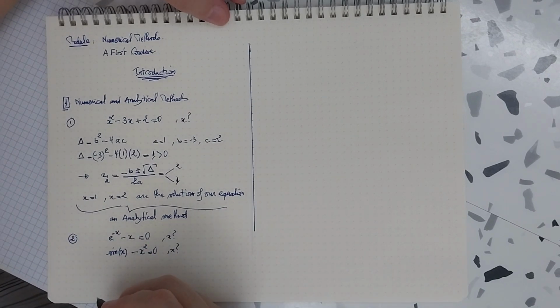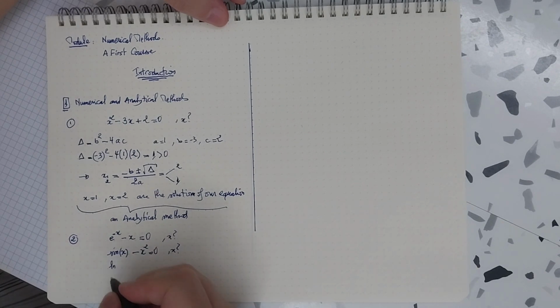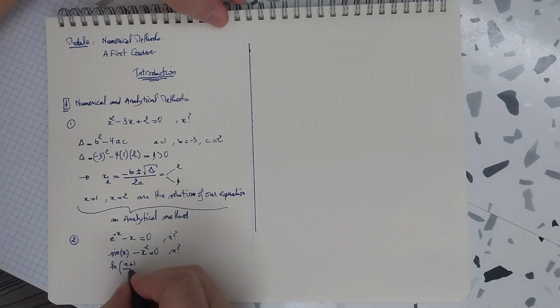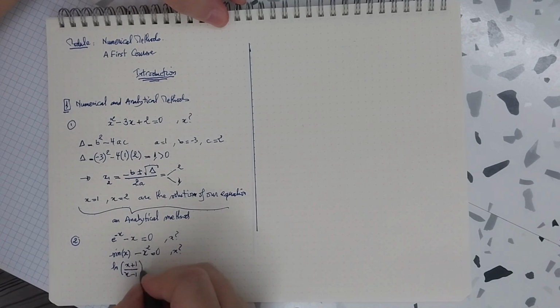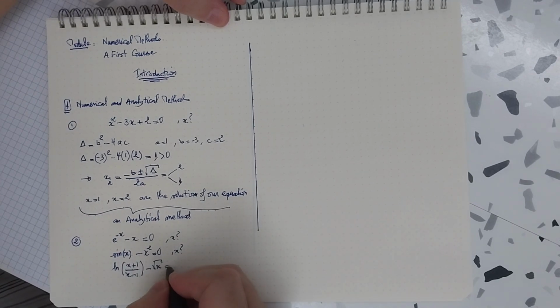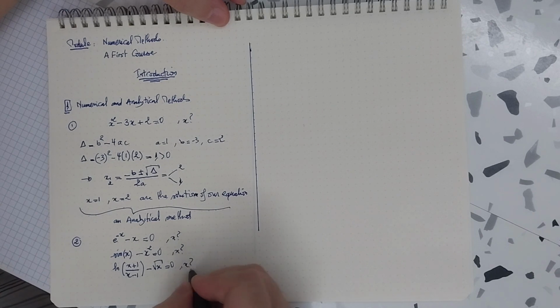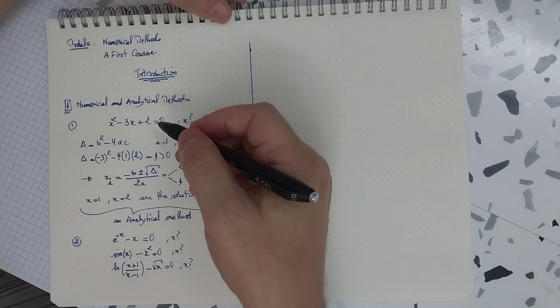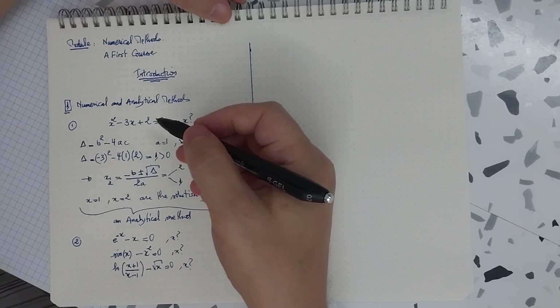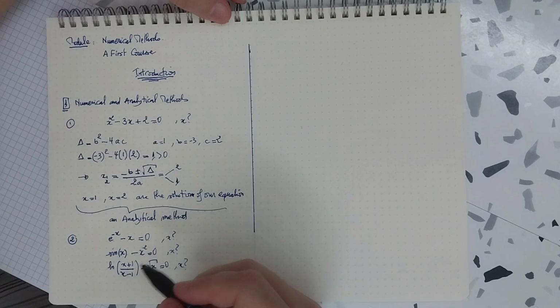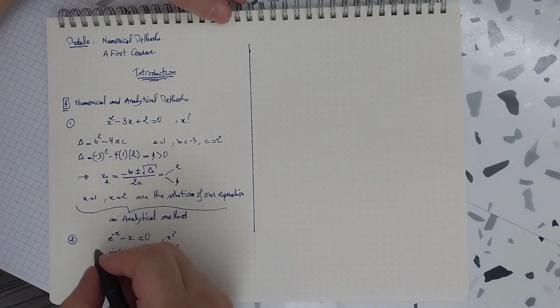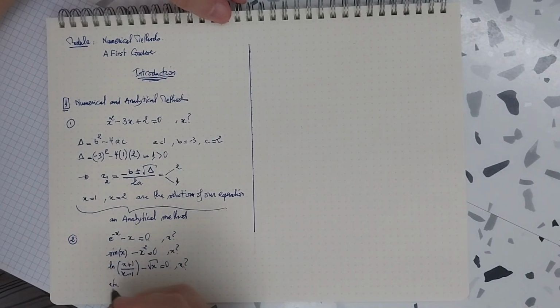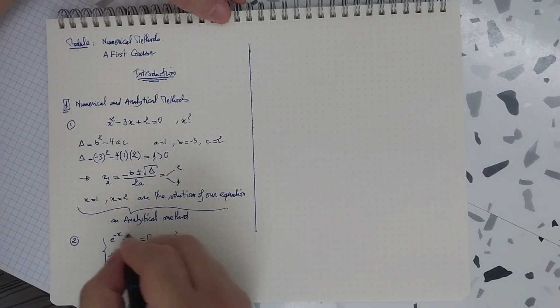And another example: logarithmic, Neperian or natural, of (x plus 1) over (x minus 1), minus square root of x equals 0. Find x. So it's the same topic, an equation. You are given an equation and you are asked to solve it to find the unknown x. But here the equations are more complex, more difficult, of course. Here there is no analytical method.